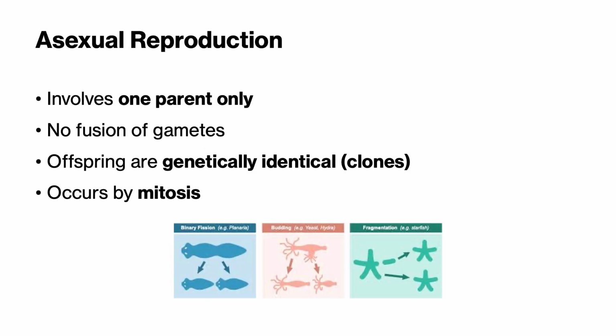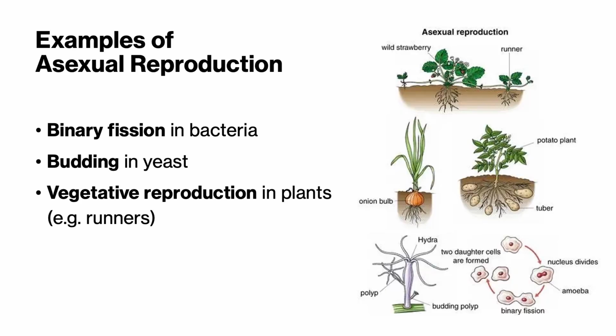In contrast, asexual reproduction involves only one parent, and there is no fusion of gametes. The offspring are genetically identical to the parents and to each other. These offspring are called clones. Asexual reproduction occurs through mitosis, another kind of cell division, which produces genetically identical cells. Examples of asexual reproduction include binary fission in bacteria, budding in yeast, and vegetative reproduction in plants, such as runners in strawberries.